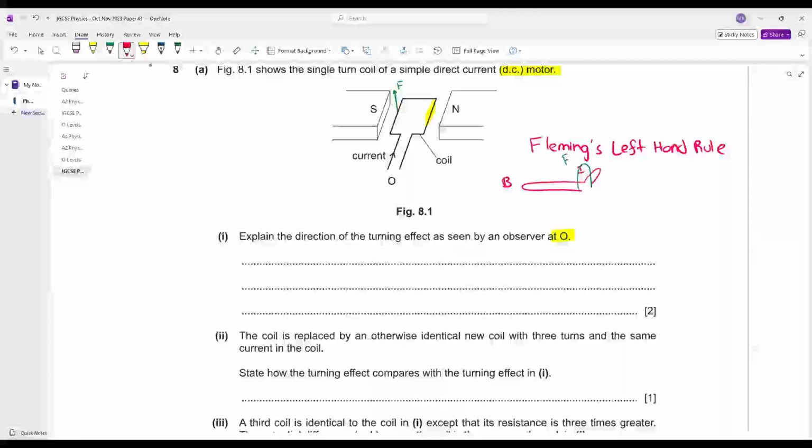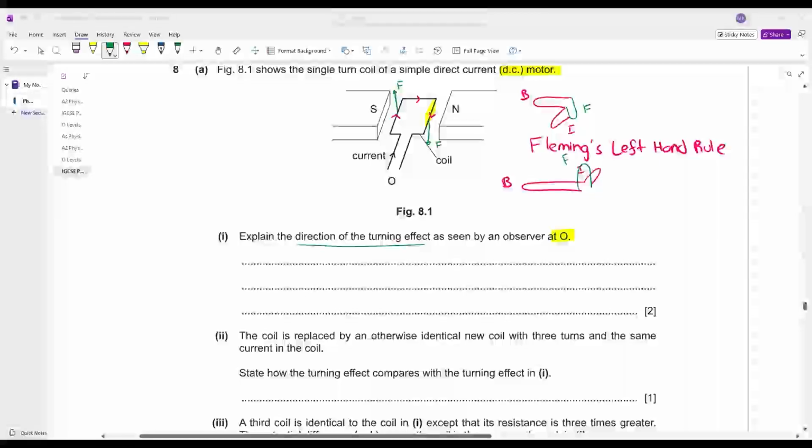So if your force is acting upward on the left hand side, let's do the same working for the right hand side. Current like this. Apply Fleming's left hand rule on the right hand side. Magnetic field like this. Current coming out. Where will your force point on the right side? Downward direction, like this. So the force on the right side is pointing downward. The force on the left side is pointing upward. What will be the direction of the turning effect? The turning effect will happen in the clockwise direction.